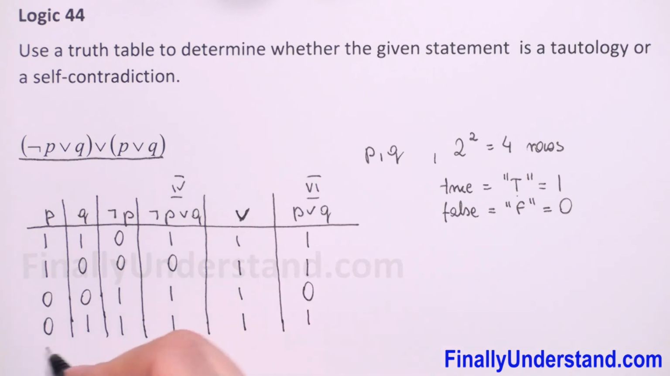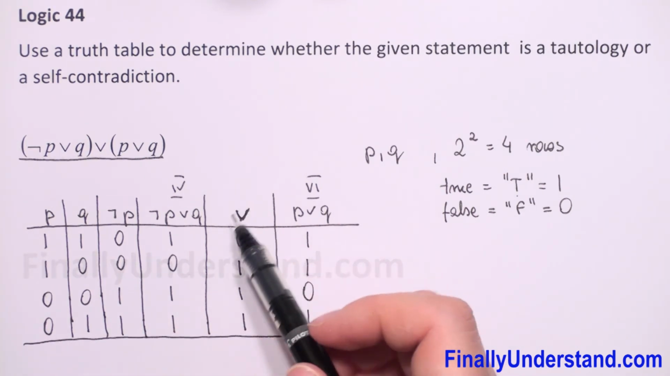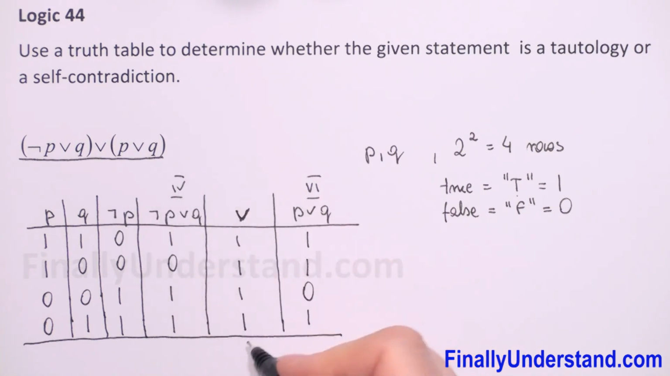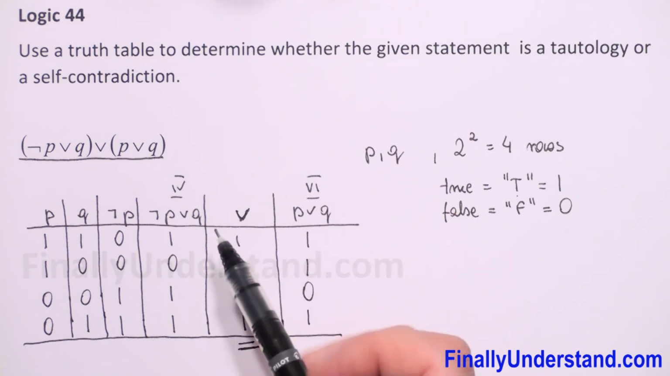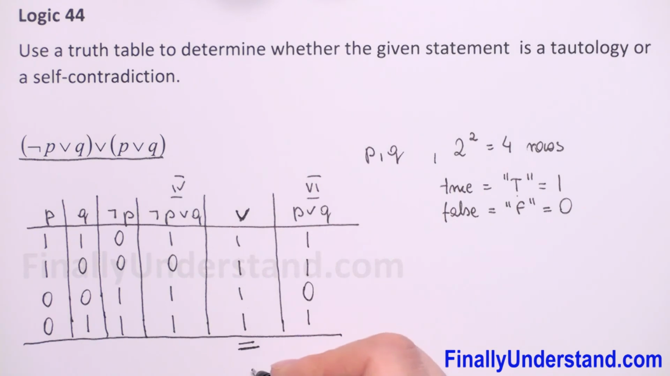We got that our given statement is always true. Always true means that this statement is a tautology. This is my solution.